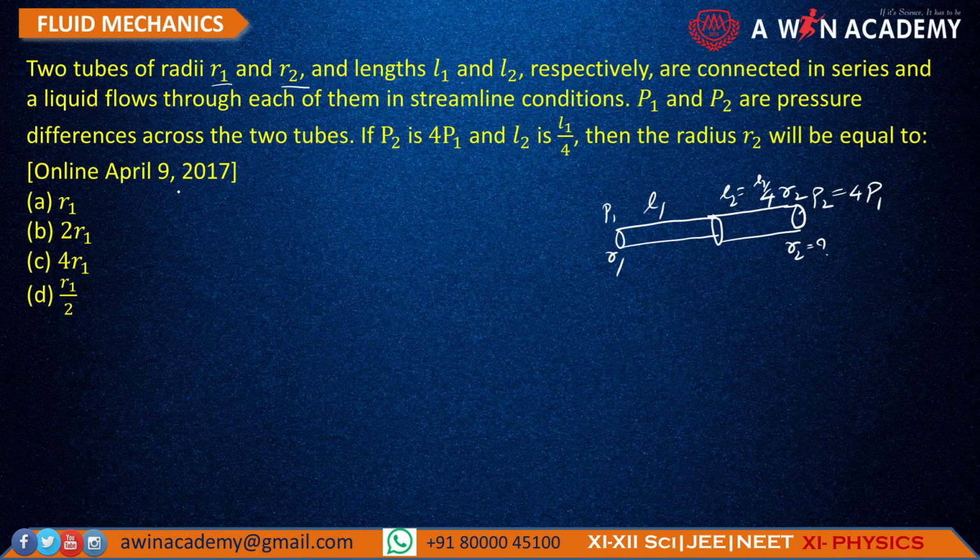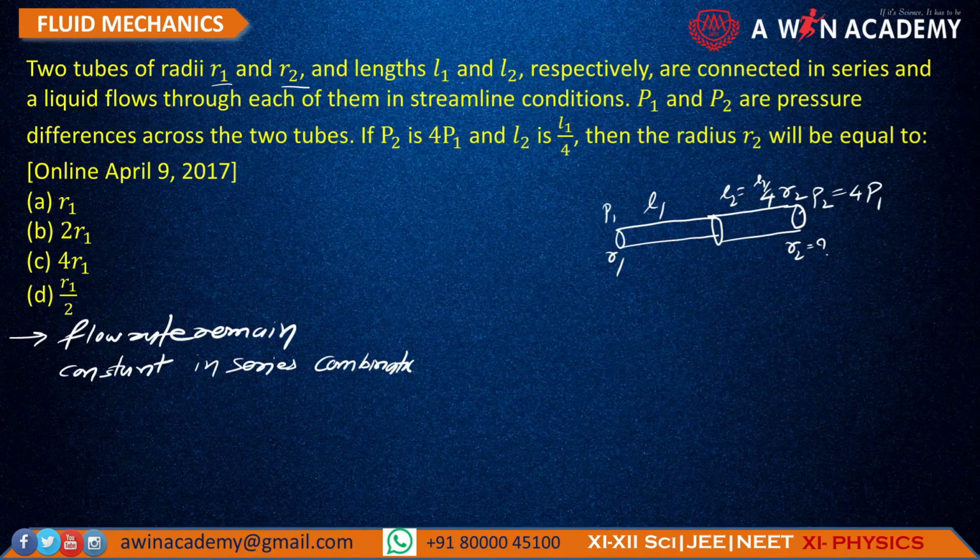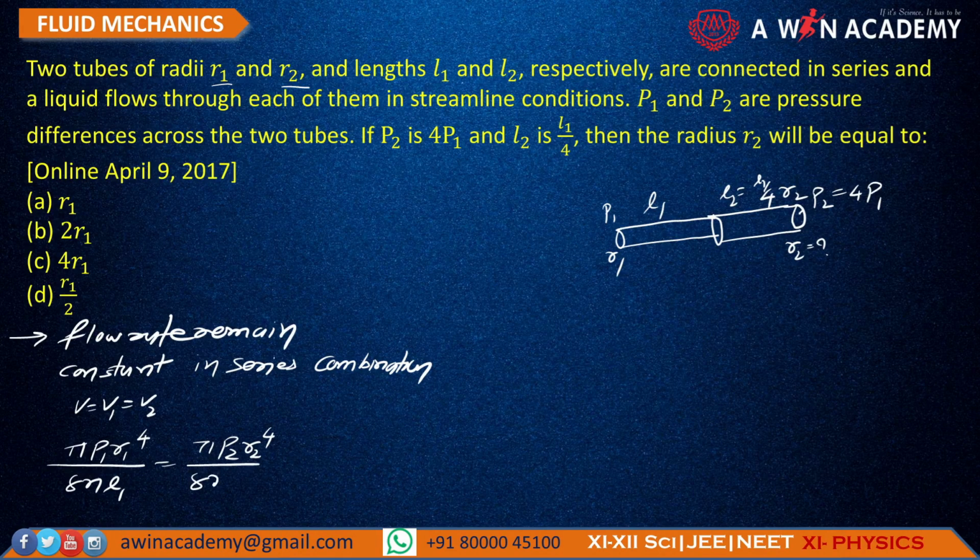ये बहुत ही आसान है। अगर आपको फ्लो रेट का फॉर्मूला बताओ, फ्लो रेट रिमेन constant in a series combination। तो हमने फ्लो रेट का फॉर्मूला पढ़ा है, V1 इज इक्वल टू V2, जितना यहाँ से वॉल्यूम एंटर हुआ उतना ही लीव भी करेगा। तो ये फॉर्मूला हमने पढ़ा हुआ है, pi P1 R1 raised to 4 upon 8 eta into L1 is equal to pi P2 R2 raised to 4 upon 8 eta into L2.